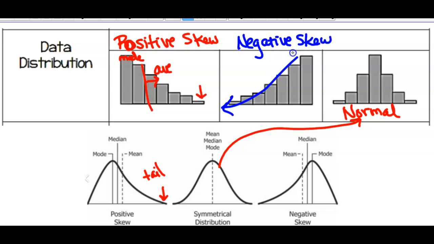All right, I think that's all I had down for this. Data distribution in general is just the way the data points are clustered, spread out or clustered.